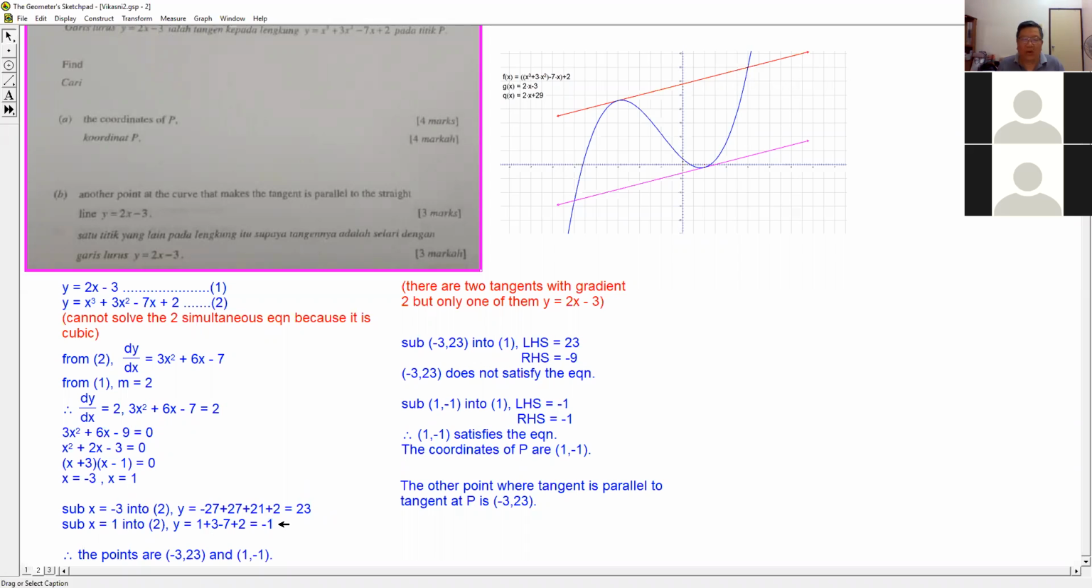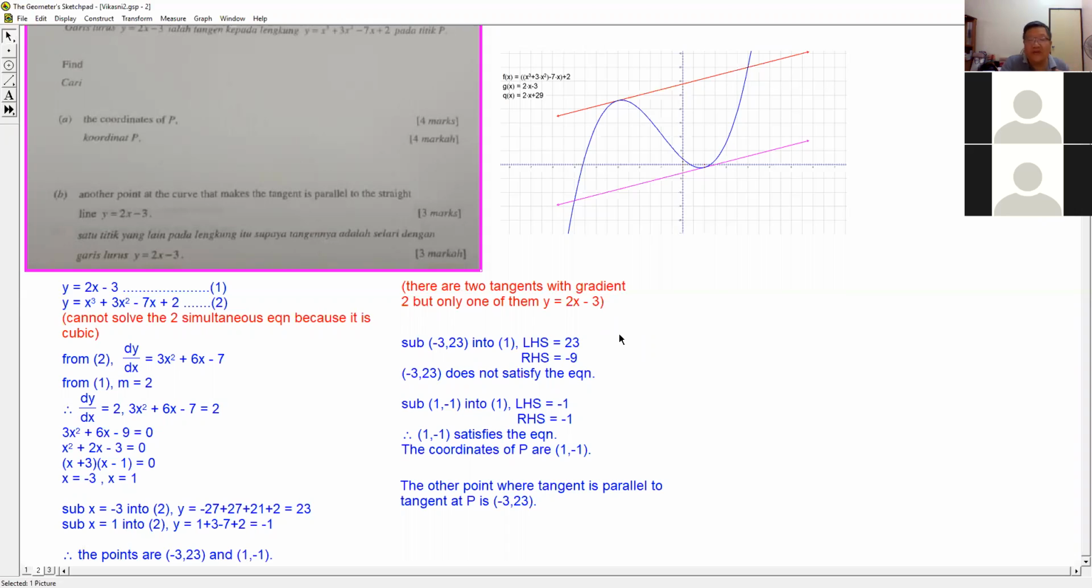Now, I want to know which point is actually on that line, y equals 2x minus 3. So coming back here, there are two tangents with gradient 2, but only one of them is y equals 2x minus 3. So I take these two points and substitute into this equation y equals 2x minus 3. Substitute the first point: the left-hand side is 23, the right-hand side is negative 9. So this point does not satisfy the equation y equals 2x minus 3. So it is not a point on that line.